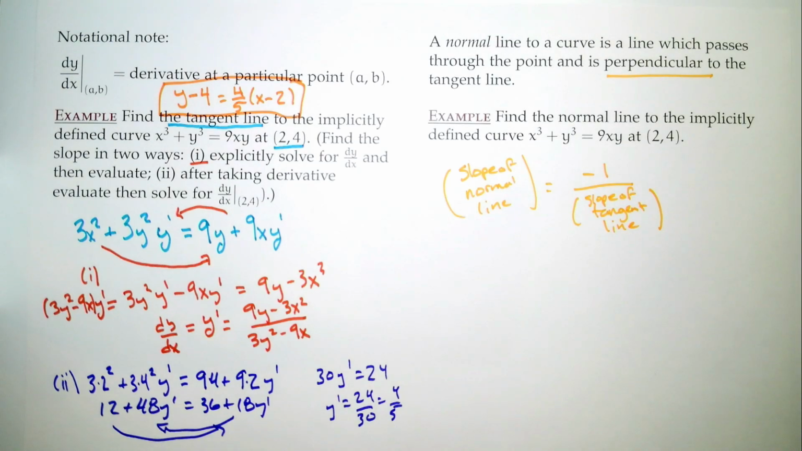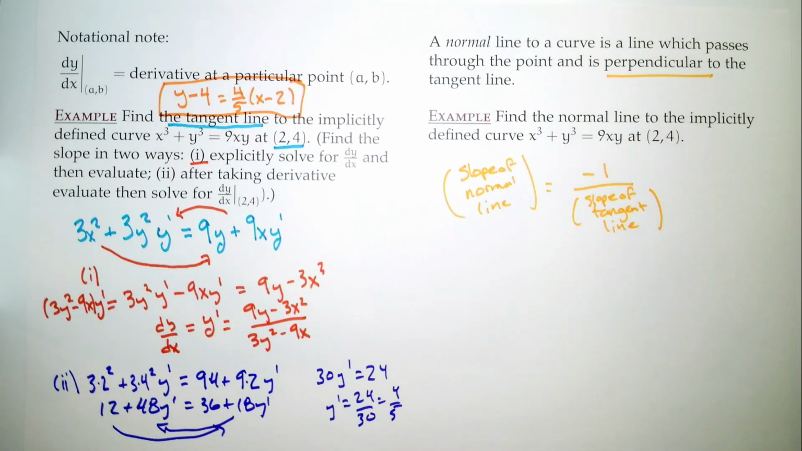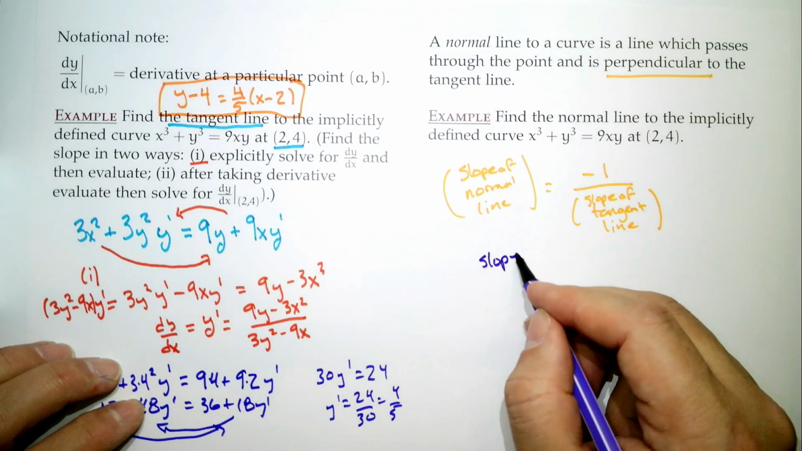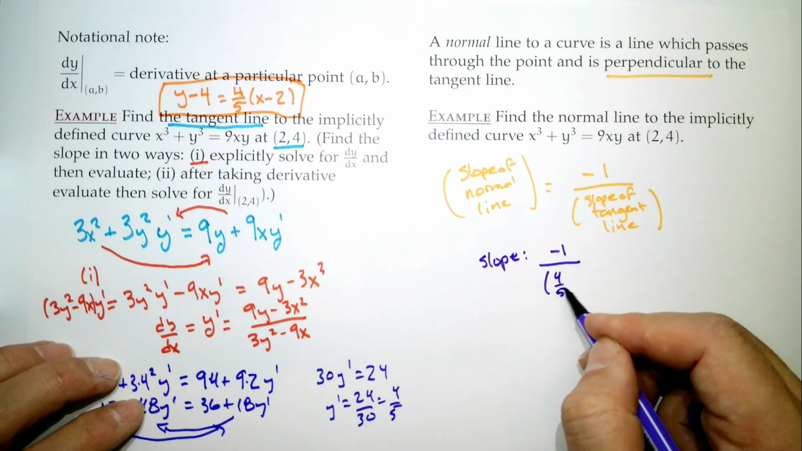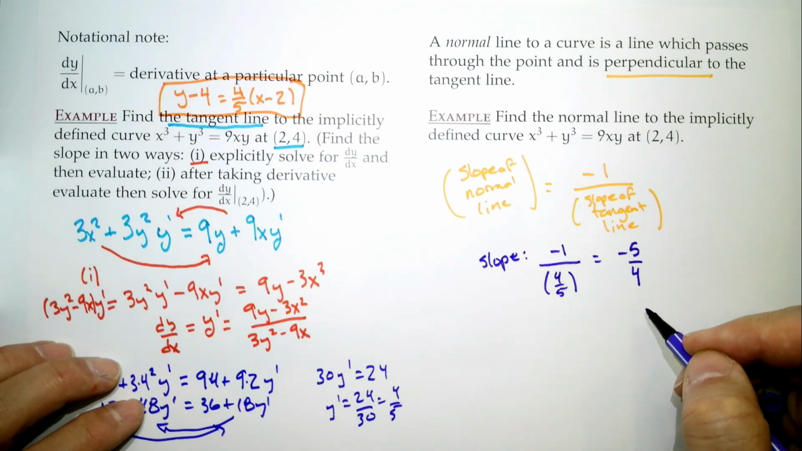Do we know the slope of the tangent line for x cubed plus y cubed equals 9xy at (2, 4)? Yeah, we just found it. So that says for us, the slope of our line is going to be negative 1 over 4/5, which becomes negative 5/4.